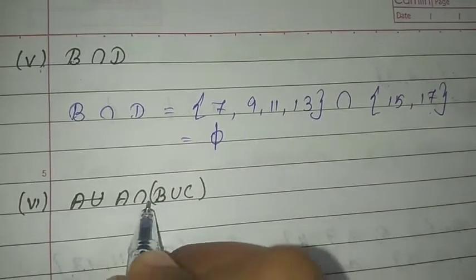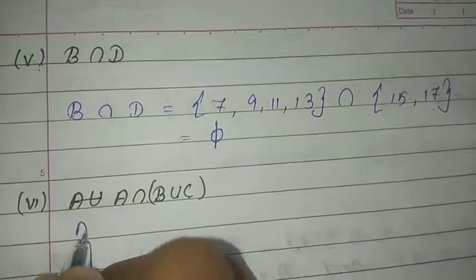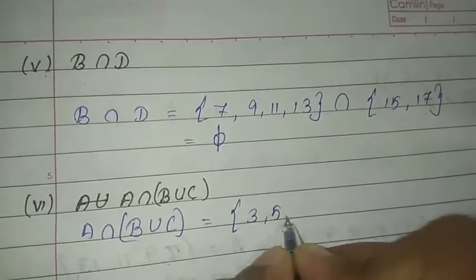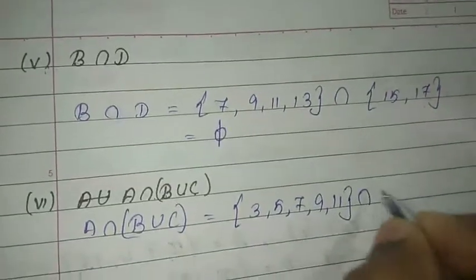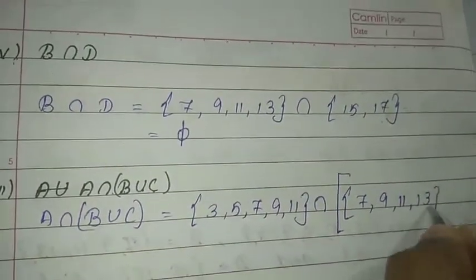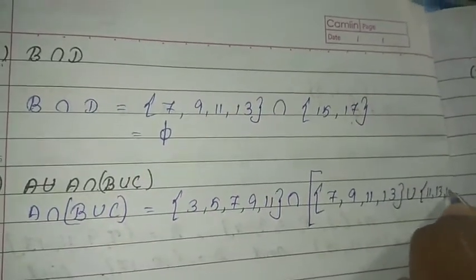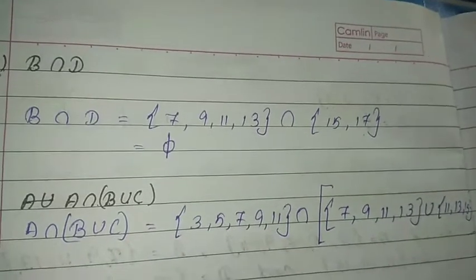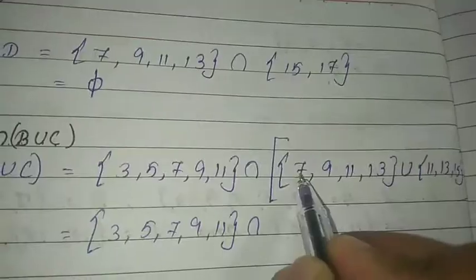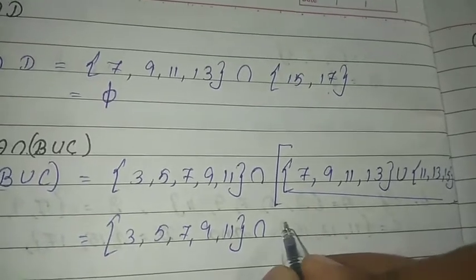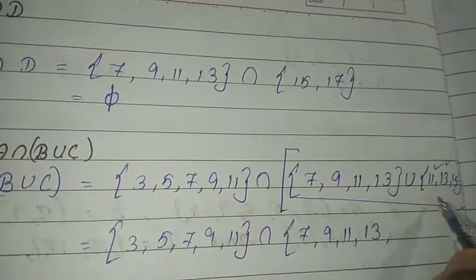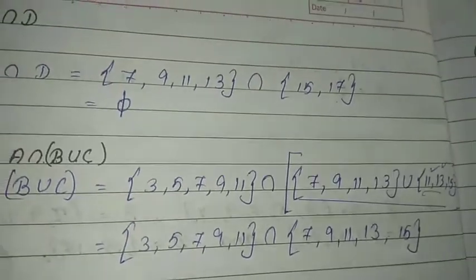Next subdivision, A intersection B union C, they have given. So A intersection B union C within brackets is equal to, my set A is 3, 5, 7, 9, 11. Intersection, I'll use the square brackets. Then 7, 9, 11, 13, union 11, 13, 15. So next I will have 3, 5, 7, 9, 11 intersection, what is it, union, no? So we have to write 7, 9, 11, 13. And here 11 and 13 are common, so I'm just leaving. Then 15, since it is union.